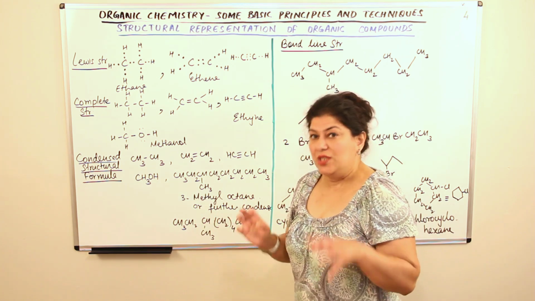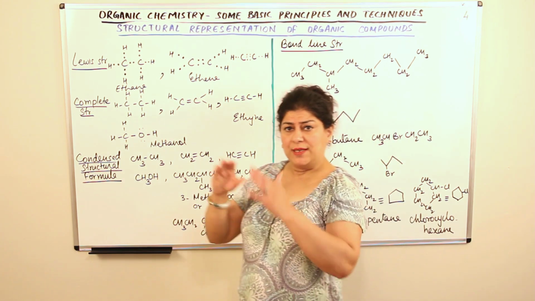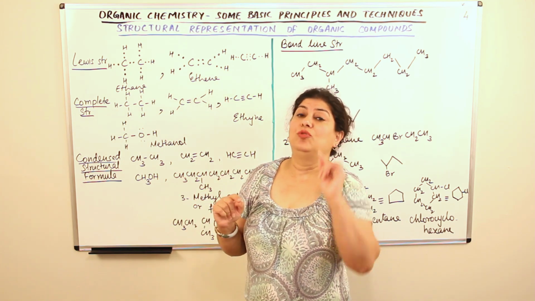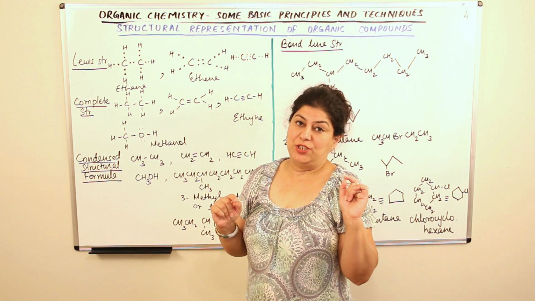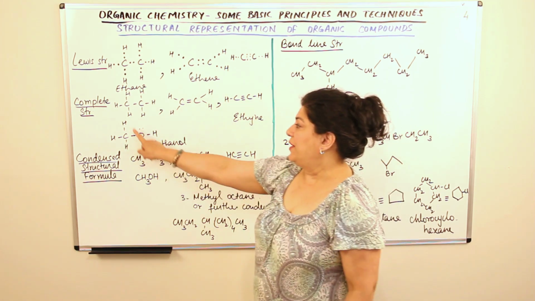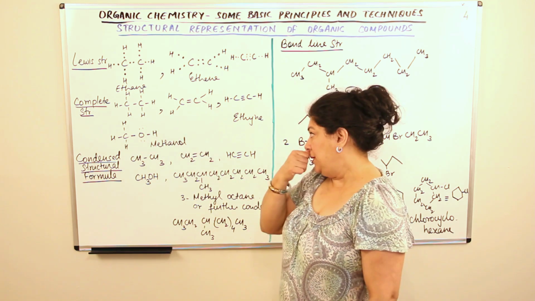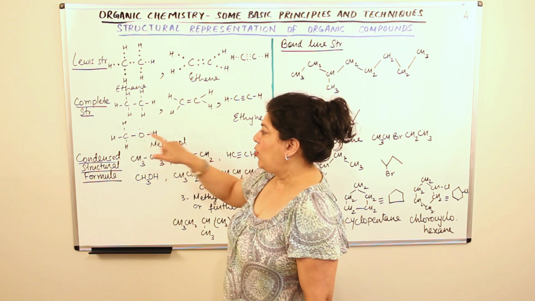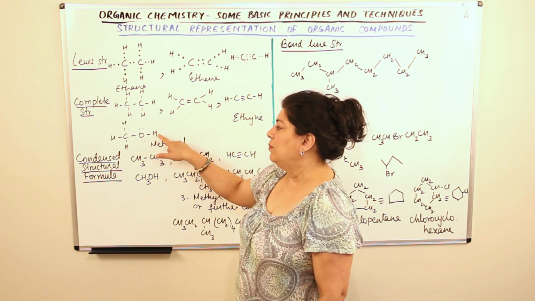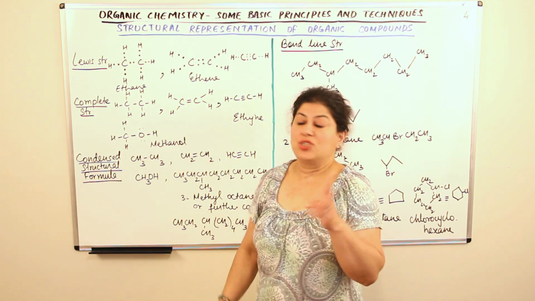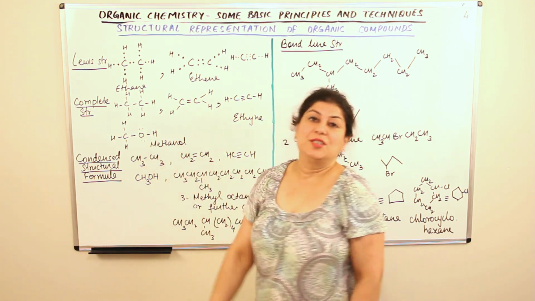A complete structure is one where all atoms are written in the form of their bonding, and the bonding is shown with the help of dashes. But lone pair of electrons are represented by dots. For example, in methanol you have carbon forming 4 bonds, 3 with hydrogen, 1 with oxygen, and oxygen forming a single bond here with hydrogen. But oxygen has 2 lone pairs of electrons which are represented by these dots.